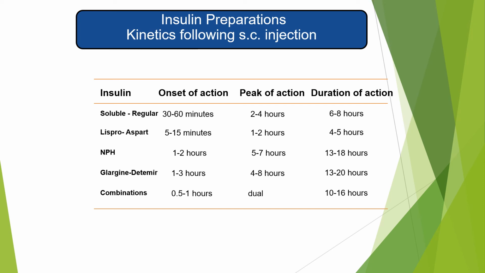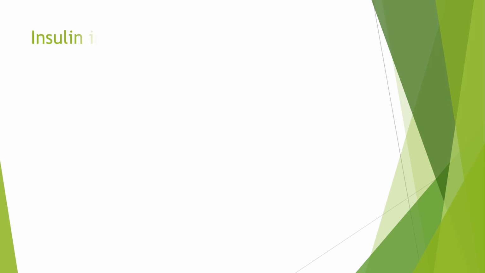There are also other long-acting and other types of insulin such as lispro and aspart, which are rapid-acting, NPH, which is intermediate-acting, and also glargine, and other combinations are available. The other thing is about the modes of insulin injection.